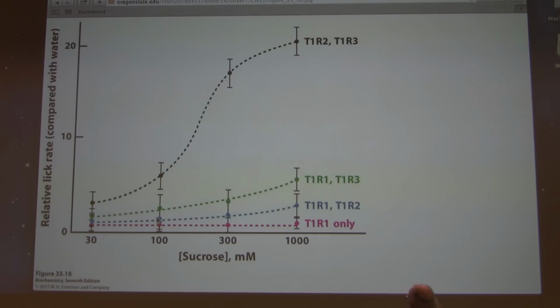You can see that the rat that had only T1R1 didn't do hardly any licking. The one that had T1R2 did a little bit, but not much more. The one that had T1R3 also did a little bit more, but not much more. But the only rat that had T1R2 with T1R3 licked like crazy. What that meant was that it was the combination of these two receptors that was necessary for the detection of sweet. People who work in sense labs really get to do some really cool experiments, and this is a pretty neat one.